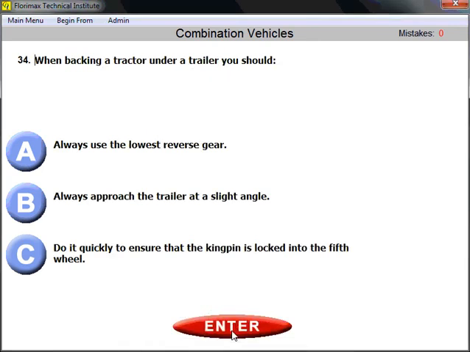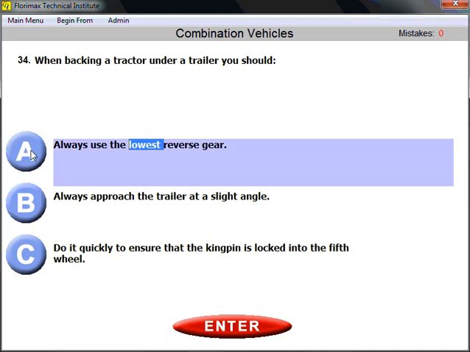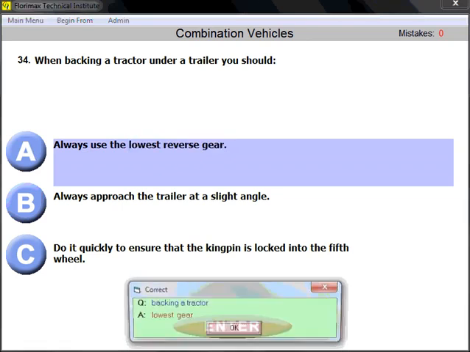Question number 34. When backing a tractor under a trailer, you should... What should you do when backing? Again, read all of them, and when you find lowest reverse gear, always use low gear. Low gear for raising landing gears, for coupling tractor trailers, for driving on the road, to the mountain. Use lowest reverse gear. Lowest gear.